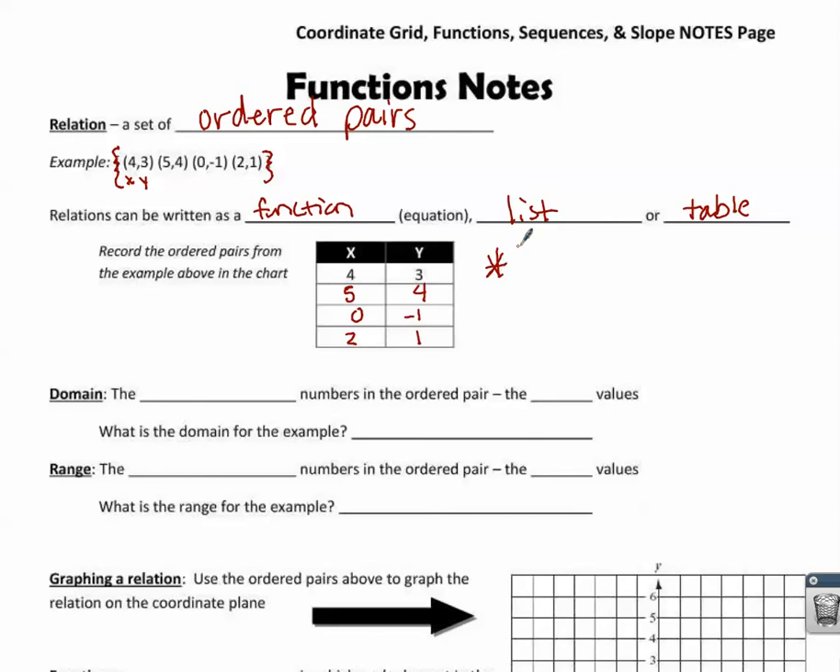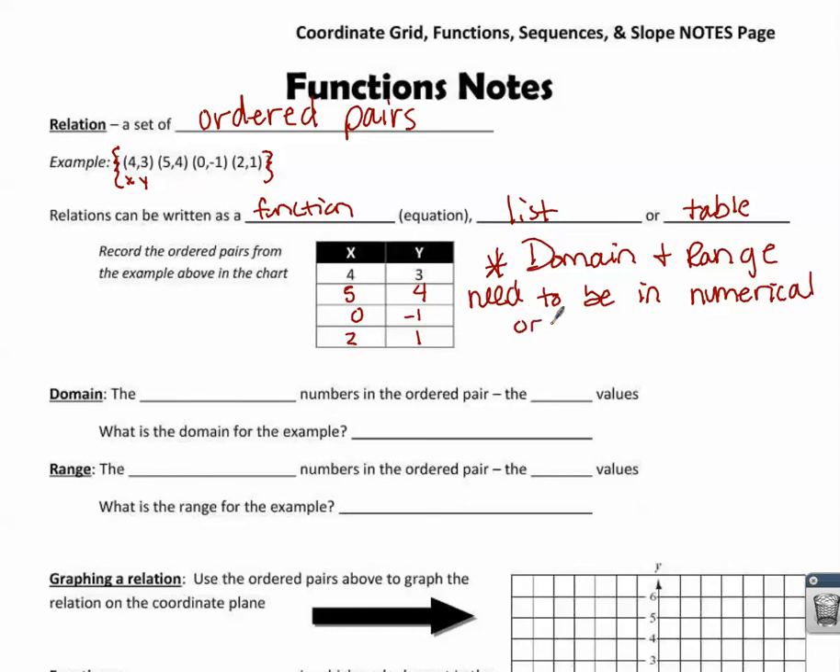Now, if you write these out in list format, the domain and range need to be in numerical order. So in other words, least to greatest. Let's look at an example.